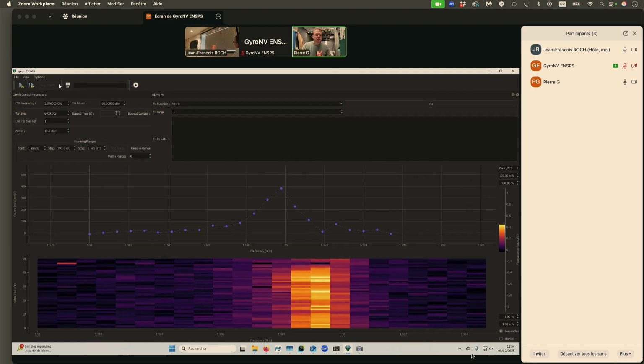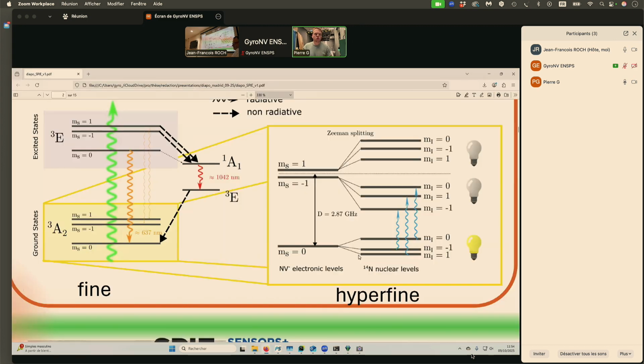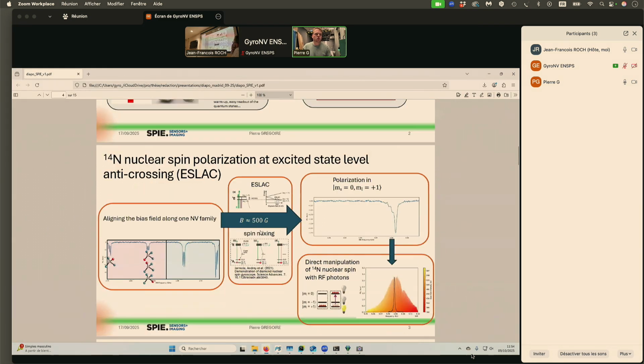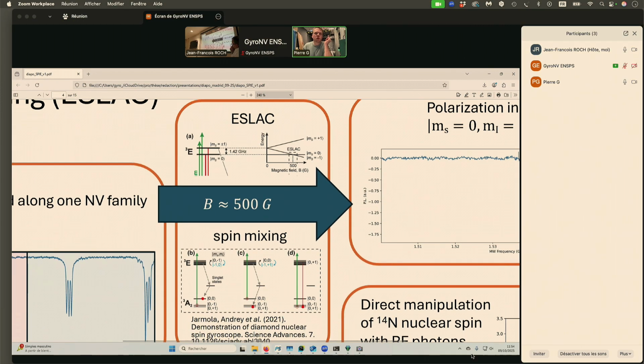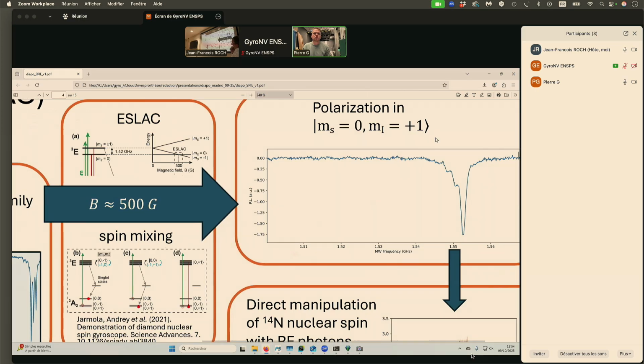Now I have the right magnetic field and the right orientation. So the right intensity and the right orientation, we are in the right condition for the S-lag. We are in those conditions, okay? So we see only one peak, one resonance. We see this because now we are mixing the MS and MI spins, nuclear and electronic spins, in such a way that we are polarizing the setup, the diamond, into the MS equals 0, MI equal +1 state.